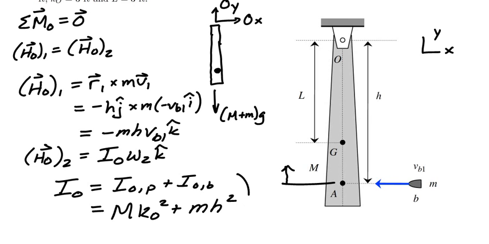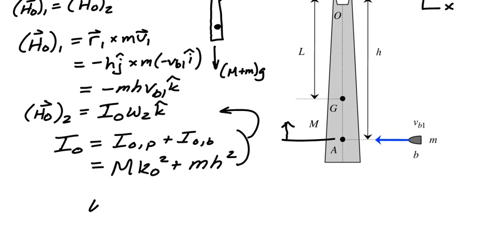So we can take this result for the mass moment of inertia, plug it back in here for HO2, and then equate HO1 and HO2 and get our net result, which is omega 2, the angular velocity post-impact, will equal the scalar component of omega 2 in the k direction.